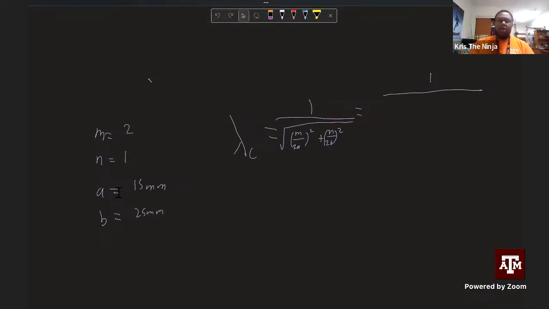So we should be able to find the cutoff wavelength with this. I have a calculator that I created on Excel to double check us, so let's see if we get the same answer. Let's do 2 divided by 0.030, then square that, and then do 1 divided by 0.050, then square that.